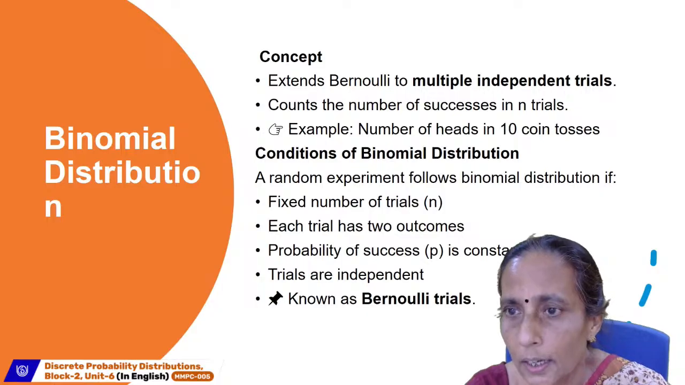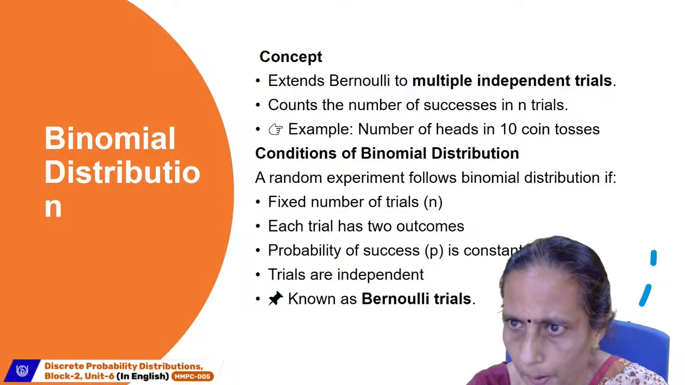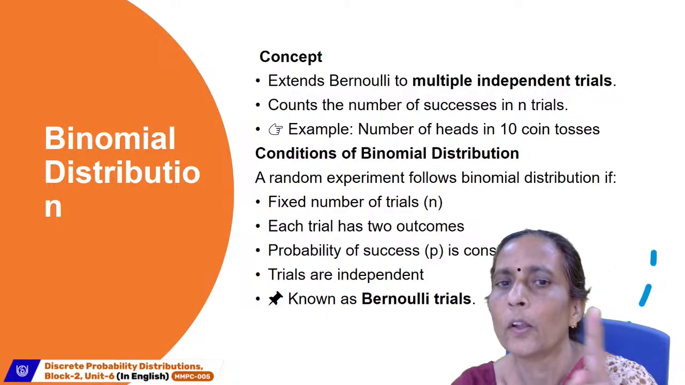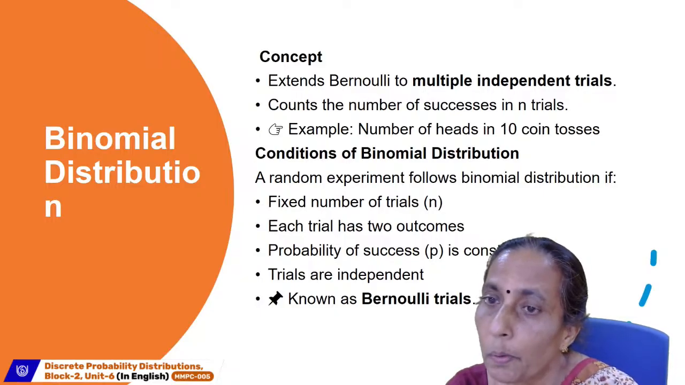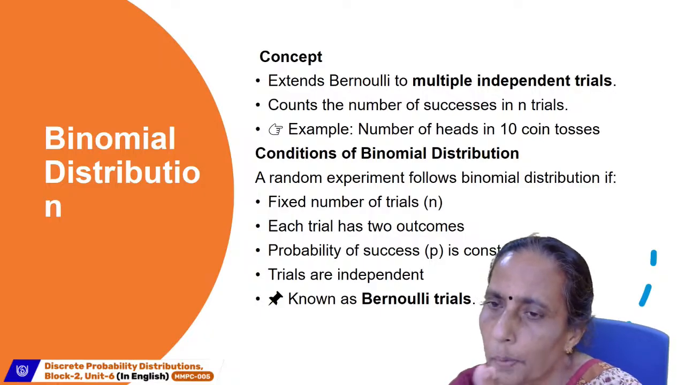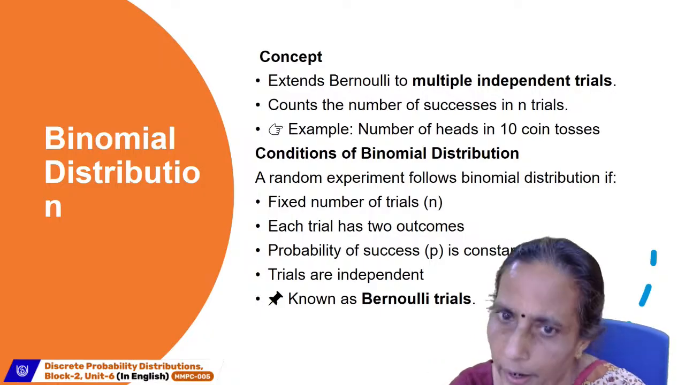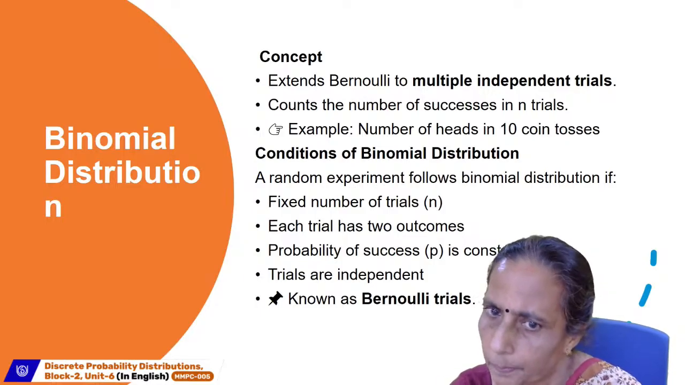So next is your binomial distribution. It is just an extension of your Bernoulli, which is based on a single experiment or single trial. Over here, it is the Bernoulli extended to multiple independent trials. It counts the number of successes in n trials. Suppose, the number of heads in 10 coin tosses.